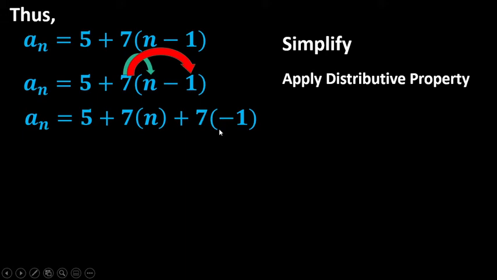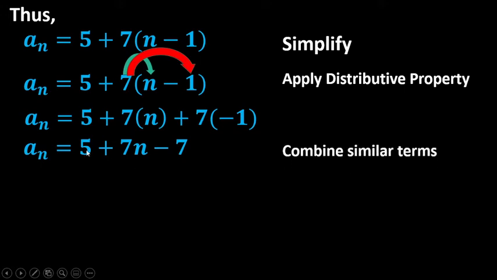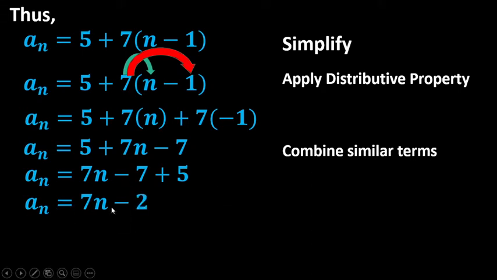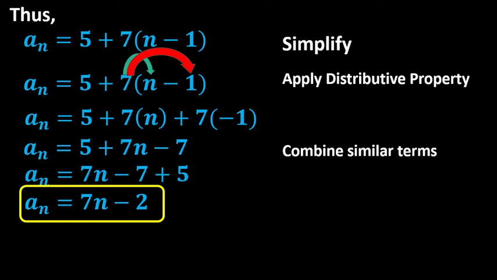After that, you have to solve the given. 7 times n, that is 7n. 7 times negative 1, that is negative 7. And then after that, combine similar terms. 5 and negative 7 are similar terms. Combine them. So, 7n plus negative 7 plus 5. Negative 7 plus 5 is negative 2. So, you will arrive with a sub n is equal to 7n minus 2. Is this the final answer? Yes, kasi hindi na natin pwedeng i-combine ang 7n at saka negative 2. Kasi ang 7n ay may variable at ang negative 2 ay wala. Kasi siya ay constant na.